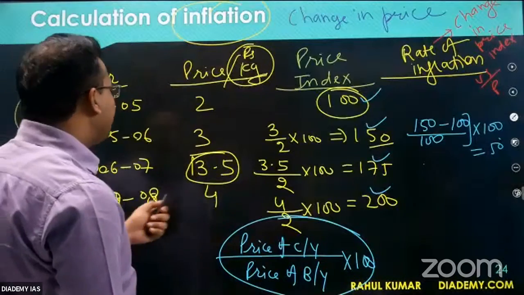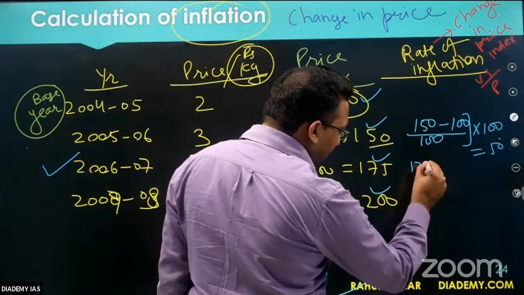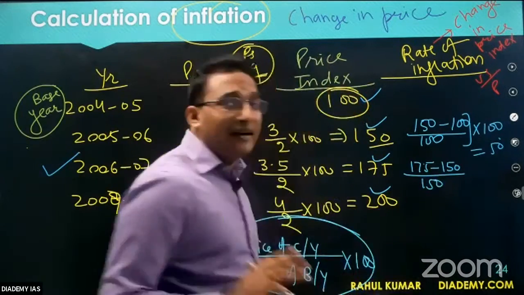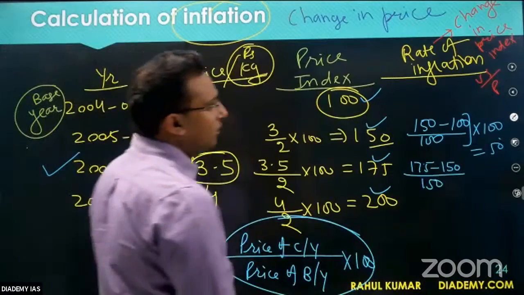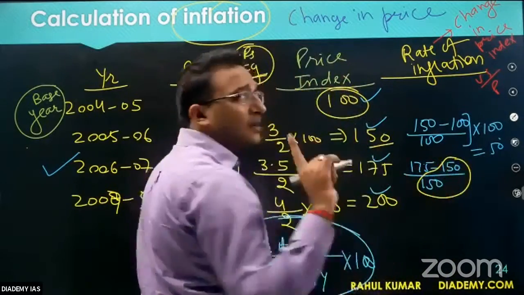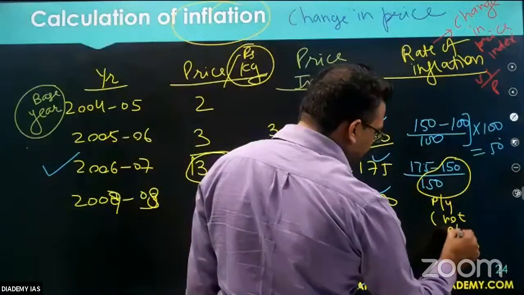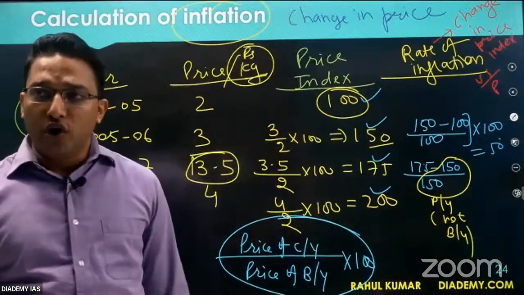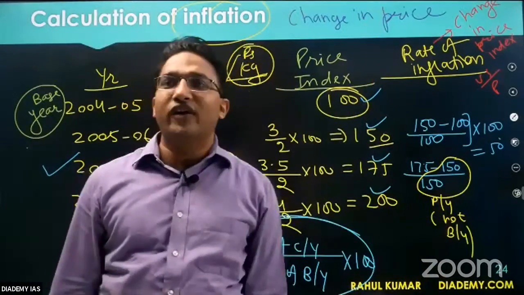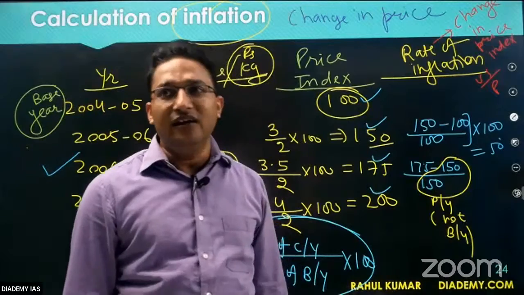Now for next year, please understand in 6-7, we will take the index of the current year minus the index of last year, divided by the index of last year. Please understand this very carefully. Here you can make a mistake: the index that we are taking is the index of the previous year, not the base year. The base year is not used to calculate the rate of inflation; it is used only for the calculation of the price index. Okay.